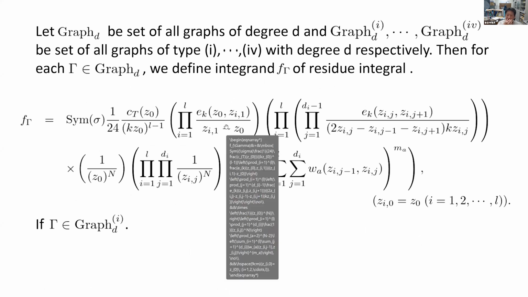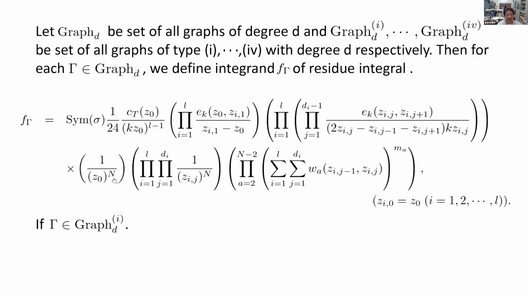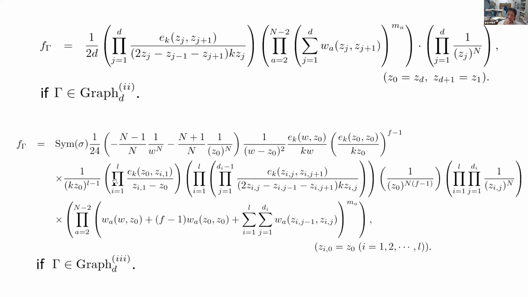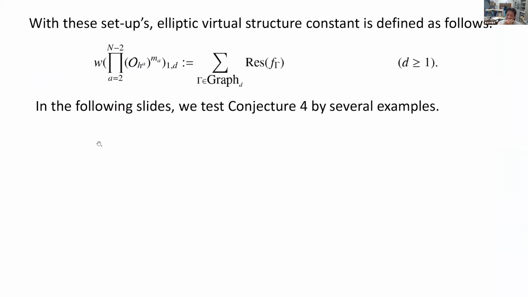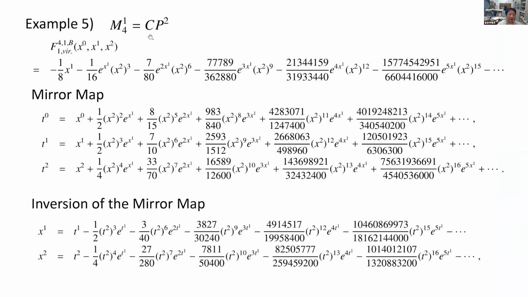So maybe people wonder how we found this kind of integrand. To tell the truth, it was found from numerical experiments and analogy with the genus zero case. So this is a conjecture. The results, which will be shown in the following slides, are all conjectures, but we have tested these conjectures numerically by computer calculation. So let us first take the example M41, which is nothing but CP2. Then the B-model generating function is given by this.